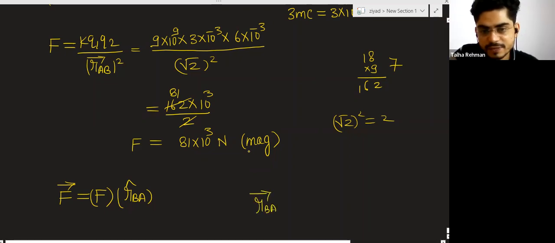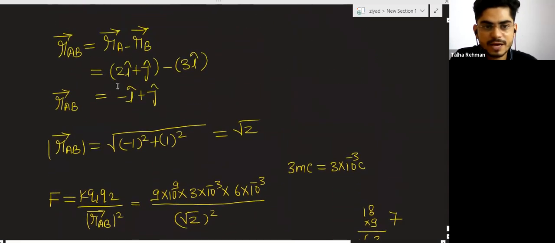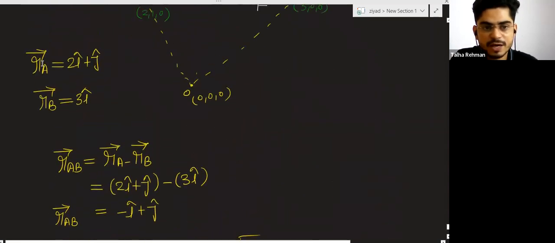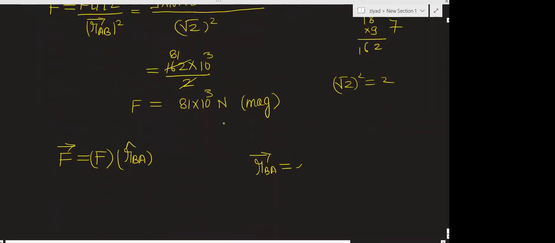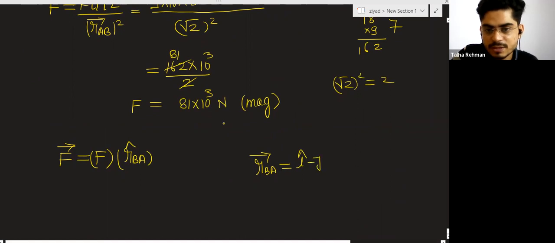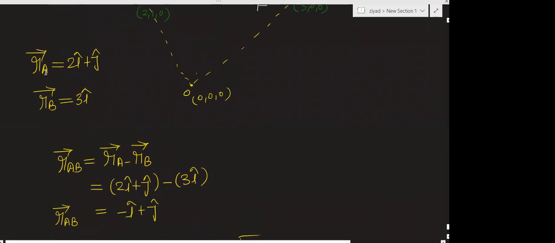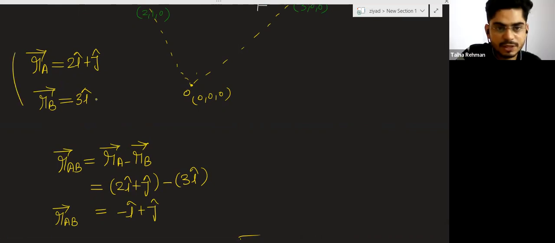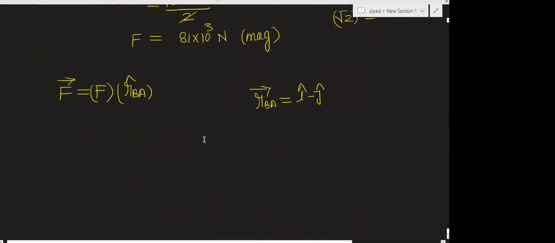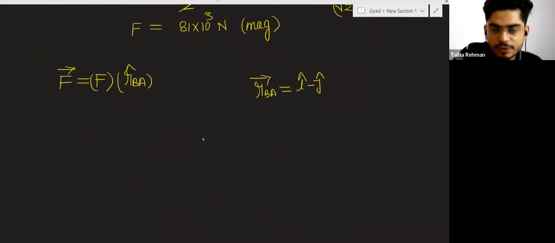RBA we can calculate very easily. RBA is RB minus RA, means this will become 3i minus 2i, means i minus j. RBA will become i vector minus j vector. Are you getting now how I have calculated this RBA? I have just subtracted this from this. From here I have calculated RBA. And now if you want to calculate the unit vector, you also have to calculate the magnitude of RBA.